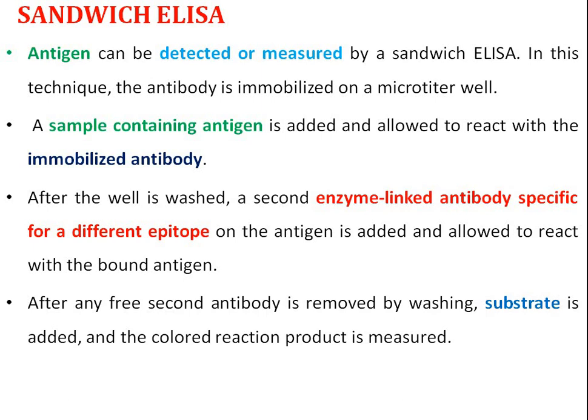If the well contains the enzyme conjugated antibody, the substrate can easily bind with the enzyme and form a color reaction. The intensity of color will be measured by the spectrophotometric reader. Then the test sample results will be compared with known standard results.